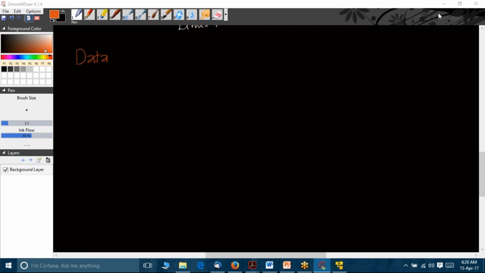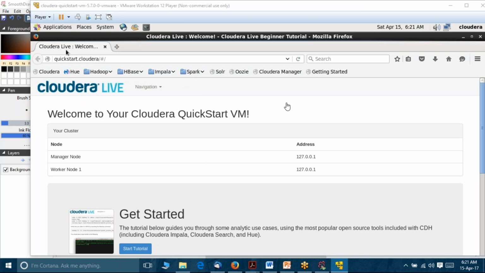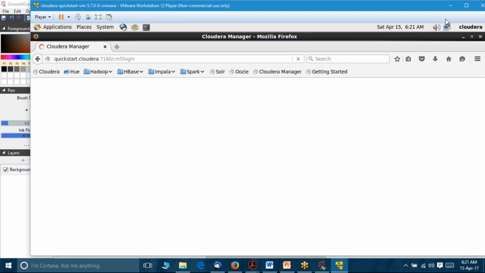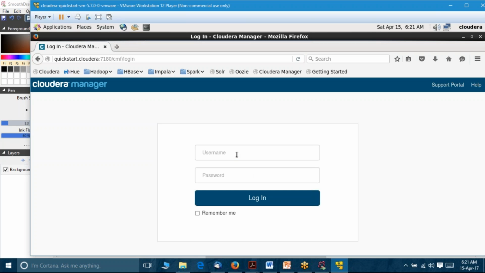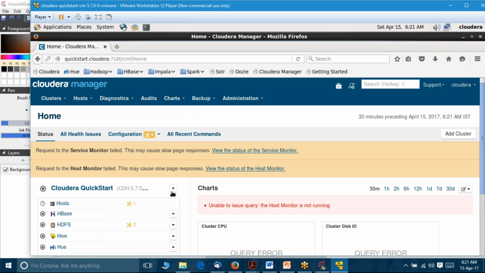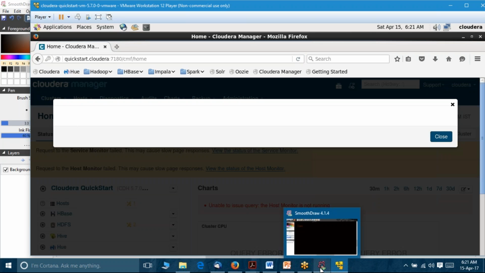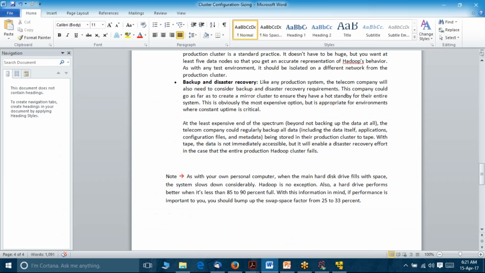I think there is a lot of background noise. How do you decide the size of the cluster and the type of the hardware? Not an issue.